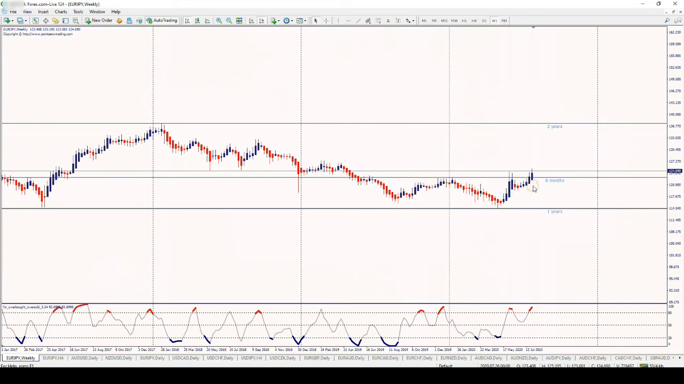Well, if you're a swing trader, which means you can hold a position for a few days up until a few weeks, you could always make sure that you're taking trades in line with the dominant trend. If you're a swing trader.